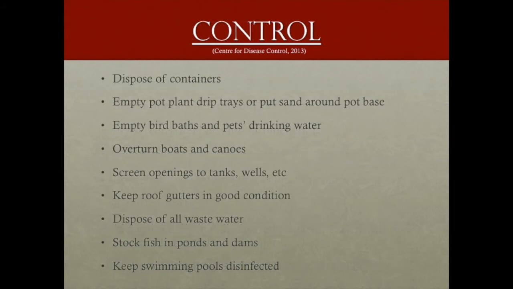Although vector control is complicated given that mosquitoes can travel up to 5 kilometers, other general control measures can be taken to eliminate mosquito breeding sites. Dispose of all containers that hold water. Empty pot plant drip trays once a week or put sand around pot bases. Empty bird baths and pets' drinking water at least every 3 days. Boats and canoes should be overturned or have the drain plug removed.